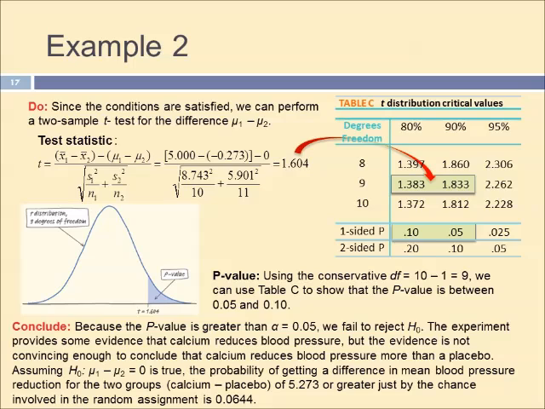So because the p-value is greater than 0.05, we fail to reject the null hypothesis. The experiment provides some evidence that calcium reduces blood pressure, but the evidence is not convincing enough to conclude that calcium reduces blood pressure more than a placebo. And that's assuming that the null hypothesis is true. The probability of getting a difference in mean blood pressure reduction for the two groups, the calcium minus placebo, of 5.273 or greater, just by chance, is 0.0644. Still unlikely, but not at the level that we wanted.